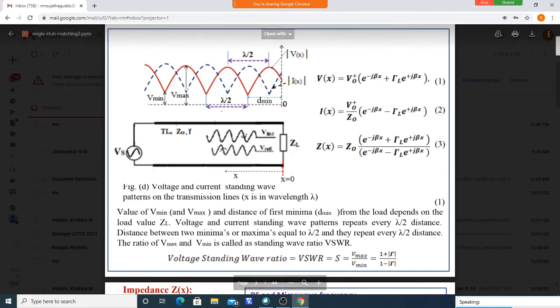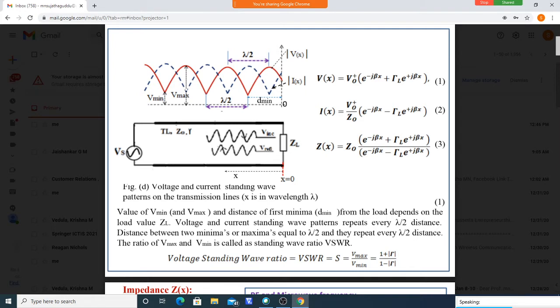For a given load, the positions of the maxima and minima depend upon the load here. This load ZL may take any value. If it is a short circuit, you will get zero voltage at the load point. If it is an open circuit, you will get a voltage maximum at the load point. What I have written is the position here. So at the load point you will get a maximum if it is an open circuit, and a minimum voltage if it is a short circuit.